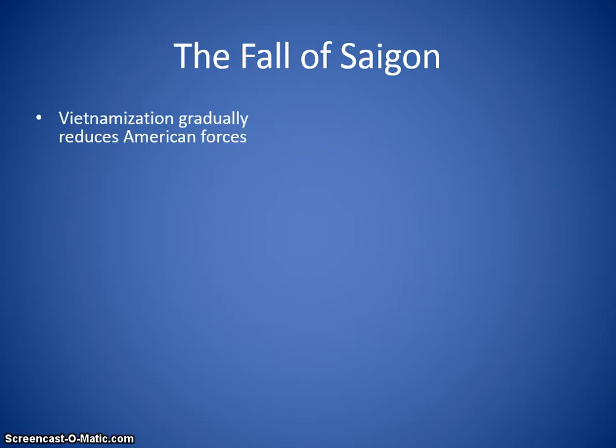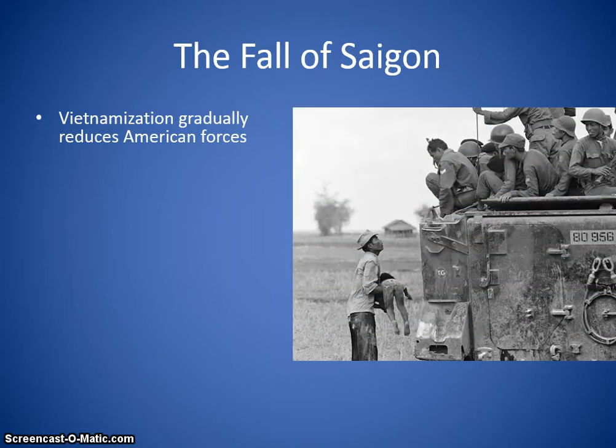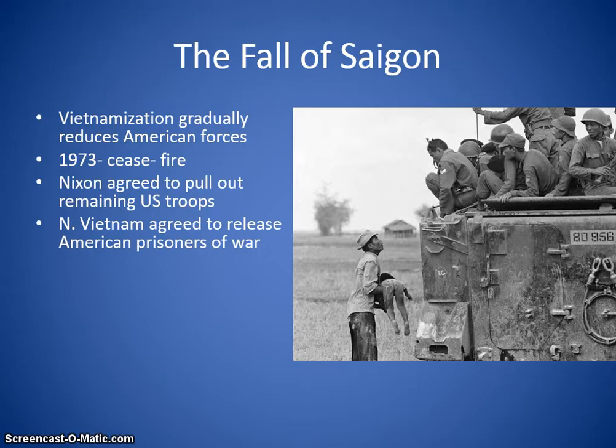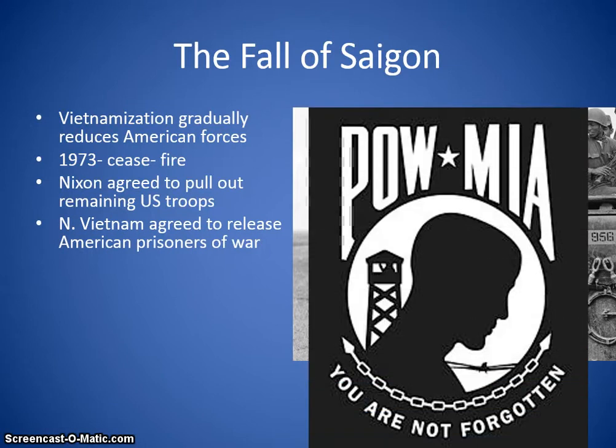Now you're going to have the fall of Saigon. Saigon is going to be the capital of South Vietnam. Vietnamization gradually reduces American forces. Right, so we're getting them back. In 1973, there is a ceasefire. Nixon agrees to pull out remaining U.S. troops. North Vietnam agreed to release American prisoners of war. POW, MIA, those are prisoners of war, POW. MIA means missing in action. You are not forgotten. There are so many soldiers that we still to this day do not know what happened to them, if they are alive or not. It just says you are not forgotten.